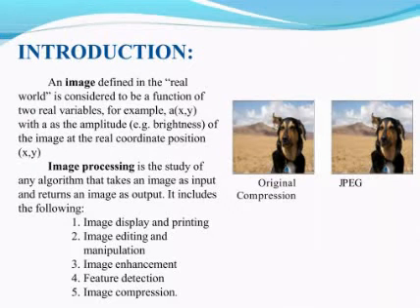An image defined in the real world is considered to be a function of two real variables, for example, a of x, y, with a as the amplitude, for example brightness of the image at the real coordinate position x, y. Image processing is the study of any algorithm that takes an image as input and returns an image as output. It includes the following: image display and printing, image editing and manipulation, image enhancement, feature detection, image compression.